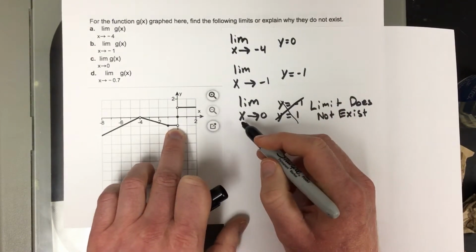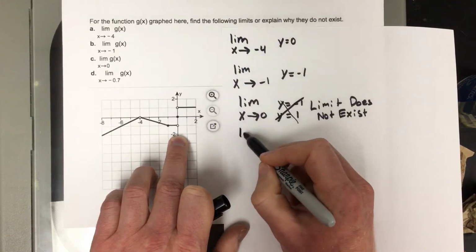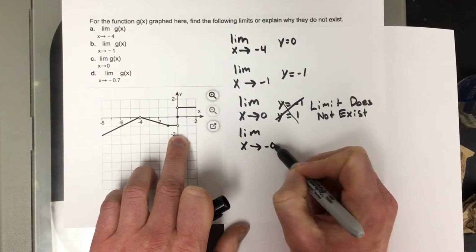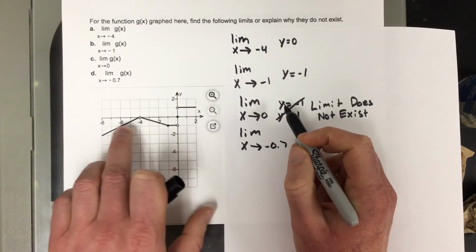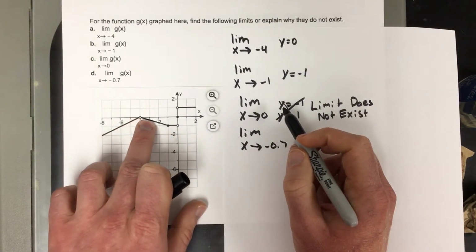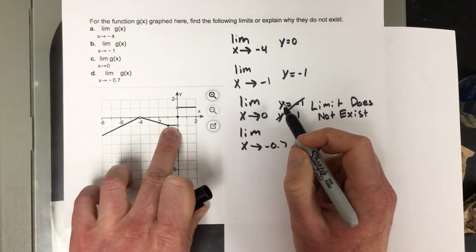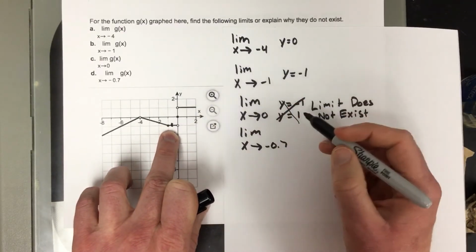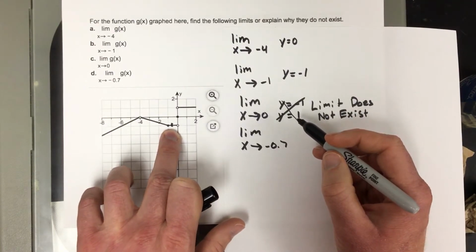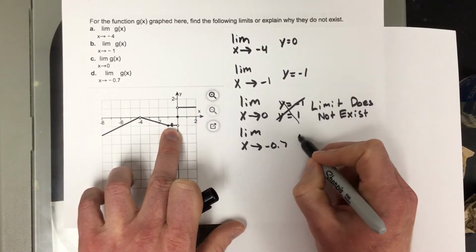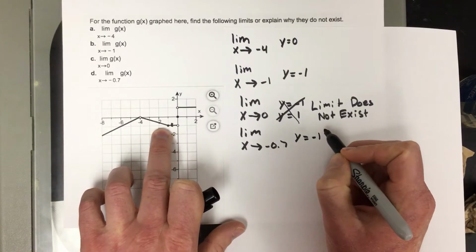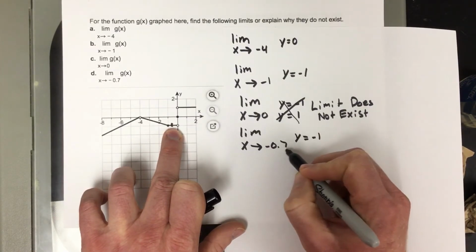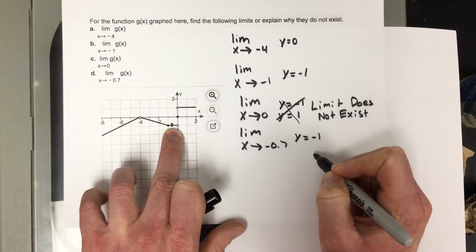And then finally it says, what's the limit as x approaches -0.7? If we look here, there's -1, so -0.7 is right in here. What would be the limit there? Well, the y value there is also going to be -1 because that's a flat line. So the limit as x approaches -0.7 is y equals -1.